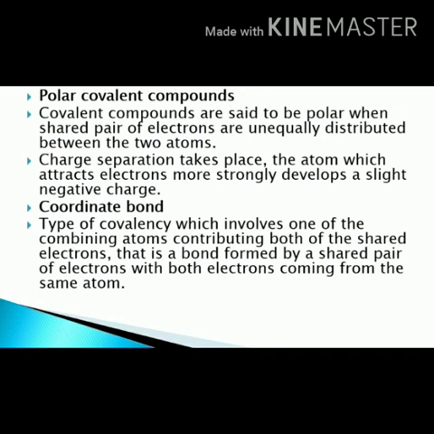Coordinate bond: a type of covalency which involves one of the combining atoms contributing both of the shared electrons, that is, a bond formed by a shared pair of electrons with both electrons coming from the same atom. It has properties of both ionic and covalent bonds and is also called a dative or co-ionic bond. An example of a compound containing electrovalent and covalent bonds is sodium hydroxide, and a compound which contains both covalent and coordinate bonds is nitric acid. Similarly, compounds which contain ionic, covalent and coordinate bonds are, for example, potassium ferrocyanide and ammonium chloride.